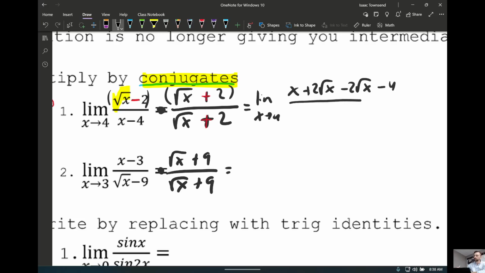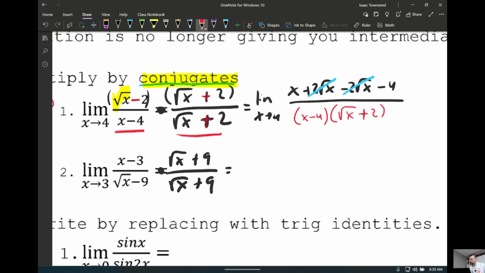would be negative 4. Now, one nice thing about conjugates, and I don't even bother to write this most of the time, anytime you multiply something by its conjugate, the outer and inner part of FOIL are going to cancel anyway. So if you've learned that, you can skip some of that. We really only care about the first and last part of FOIL. But down here on the bottom, I've got an x minus 4 times a square root of x plus 2. Now you can FOIL those together if you want to, but you would actually prefer for these not to be FOILed together.